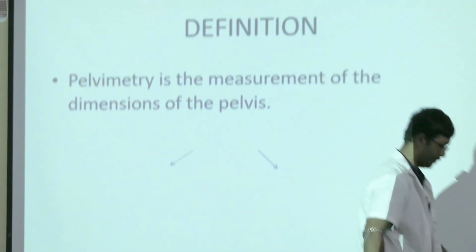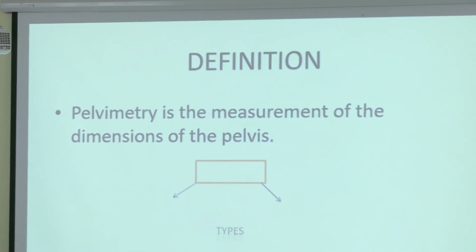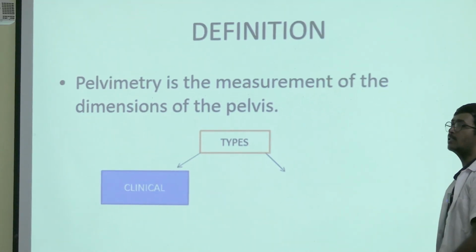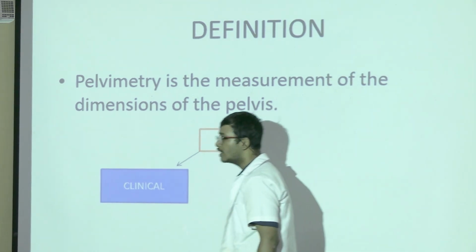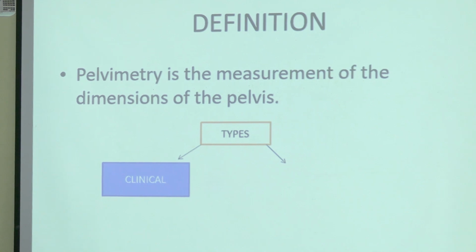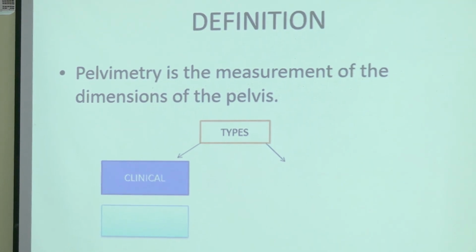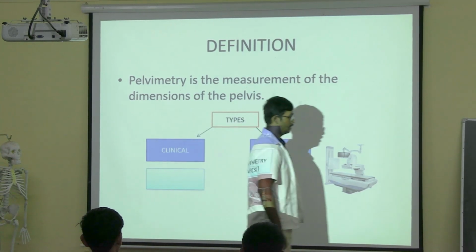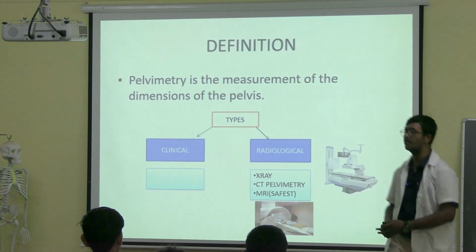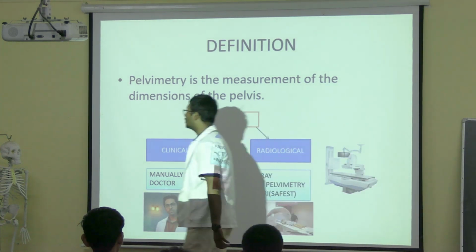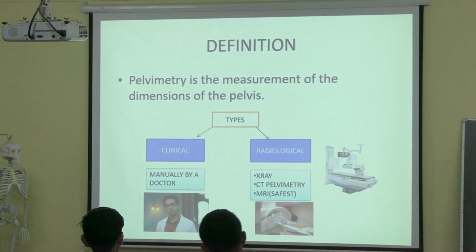Now it is of two types, basically two types. One is your clinical type. As the name suggests, it is clinical. So you are doing the clinical examination of the patient and determining the various dimensions of the pelvis. This is carried out manually. The next type is radiological. So the clinical pelvimetry is carried out manually by a doctor, and your radiological pelvimetry is carried out using various radiological modalities.